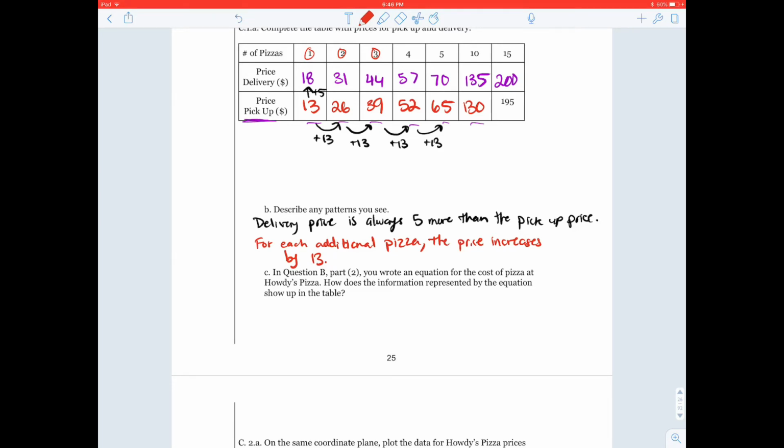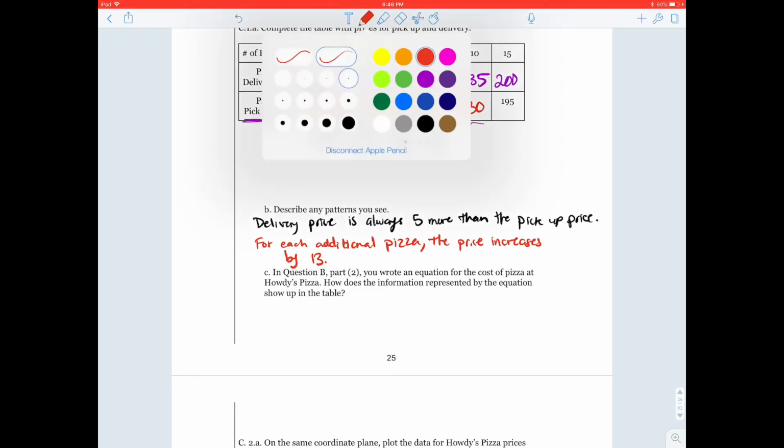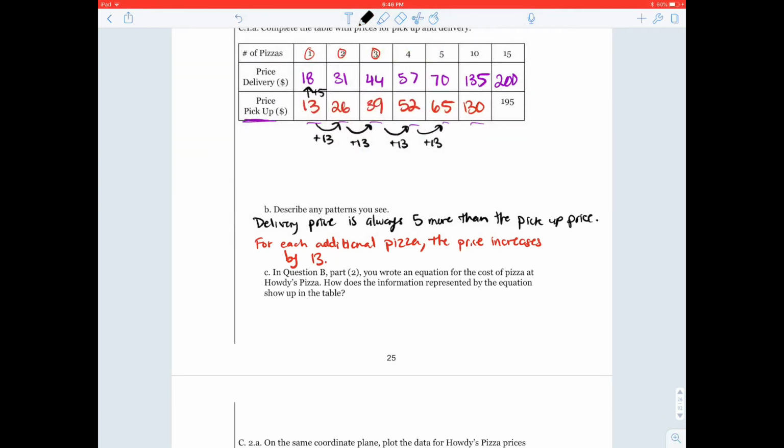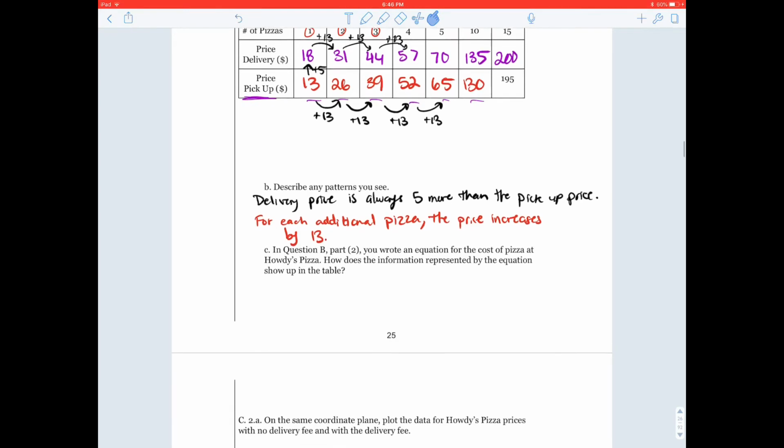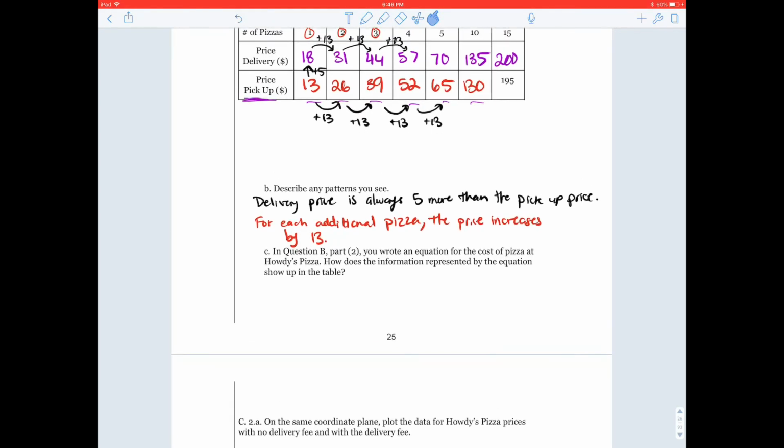What about in the delivery prices? Is it the same thing? Can you guys take a look at that really quick? Is 18 to 31 plus 13, 31 to 44 plus 13, and so on and so forth? Why, yes, it is. It's the same. These are all plus 13. Okay, and this will come into play with the next question here.